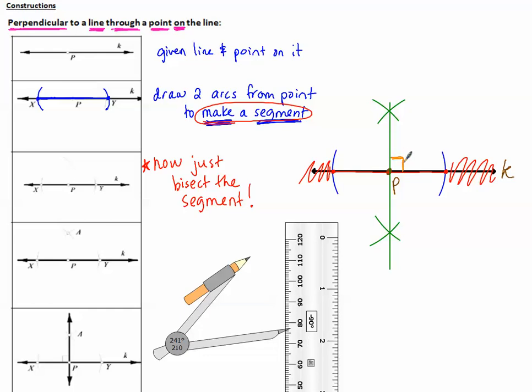Now, do I have to put it in this corner, or could I have put it vertical to that angle? Both of these angles are right angles. How about the linear pair, the one that's right next to it on the line? I could have put it here. Anywhere I want to put this right angle for the perpendicular lines.